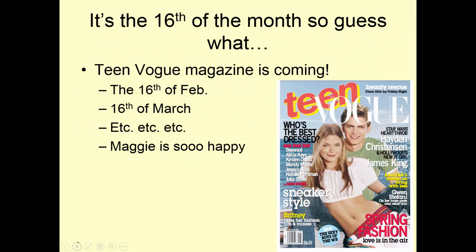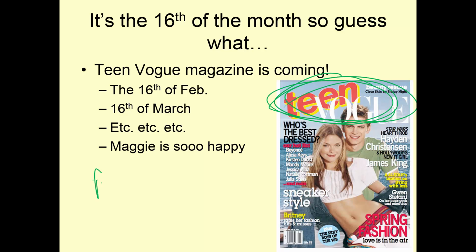It's the 16th of the month, so guess what? Teen Vogue magazine is coming. Woo! It's the 16th of March. Teen Vogue. Woo! 16th of February. Woo! Teen Vogue. 16th of April. Woo! And every month on the 16th, you get your periodical called Teen Vogue. And let me tell you, Jason just couldn't be more happy than when Teen Vogue shows up. So is Maggie. But what happens is repeating.